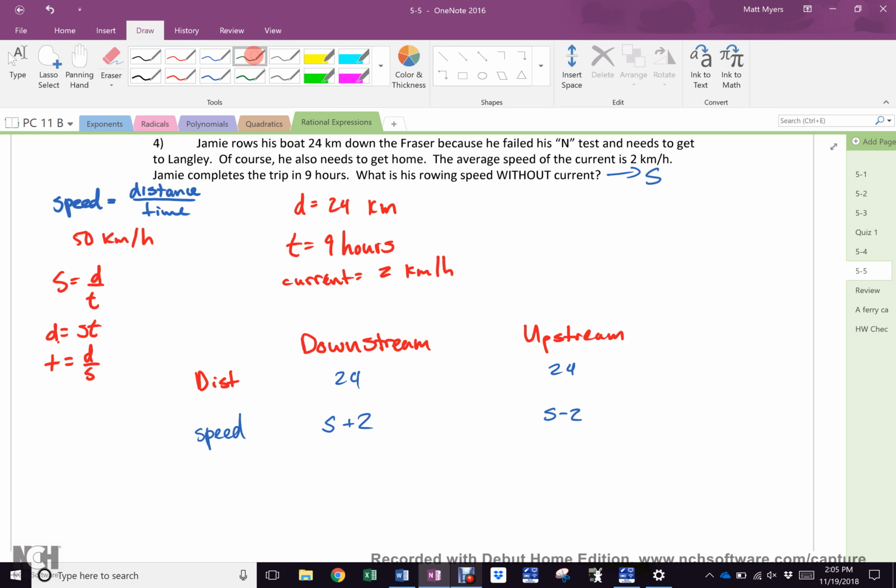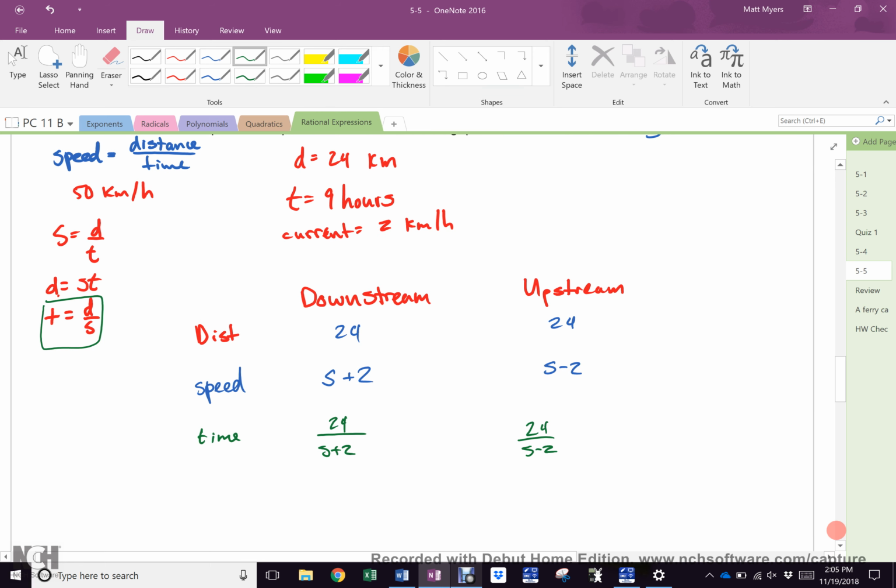And lastly, there's a time. What does time equal? No. What does time equal? Do I have a distance? Do I have a speed? Yeah. So what is his time? 24 over S plus 2. Do I have a distance? Do I have a speed? So what's his time? 24 over S minus 2.